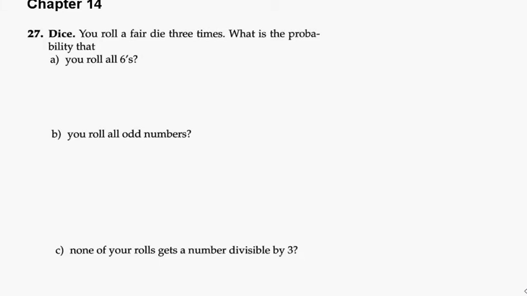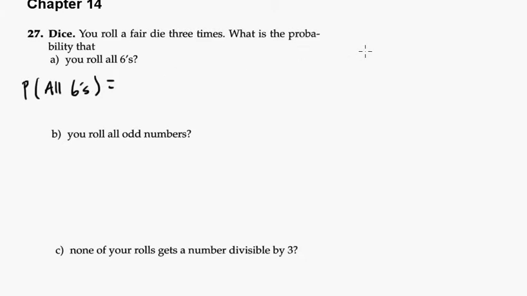This is problem 27 from chapter 14 of the textbook Stats: Modeling the World. Here we're rolling a fair die 3 times, and we're being asked a bunch of questions. The first one is, what's the probability that you roll all 6s?